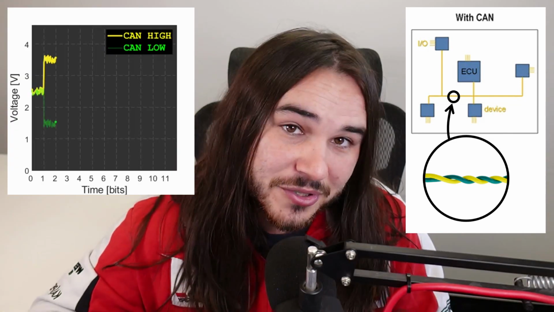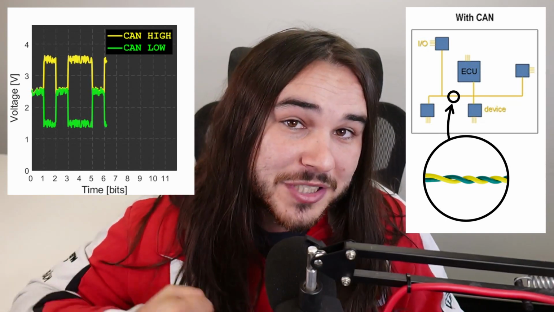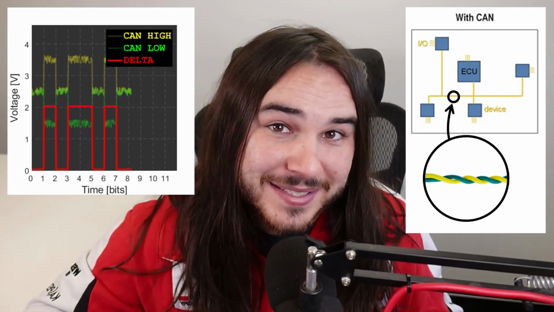The first being that this differential signaling basically eliminates noise. We tend to run CAN conductors throughout a network in what's called a twisted pair, and part of the reason we do this is to ensure that any electrical noise that's induced on, say, the CAN high line is also induced on the CAN low line. And then when you subtract one from the other, this noise is basically eliminated.